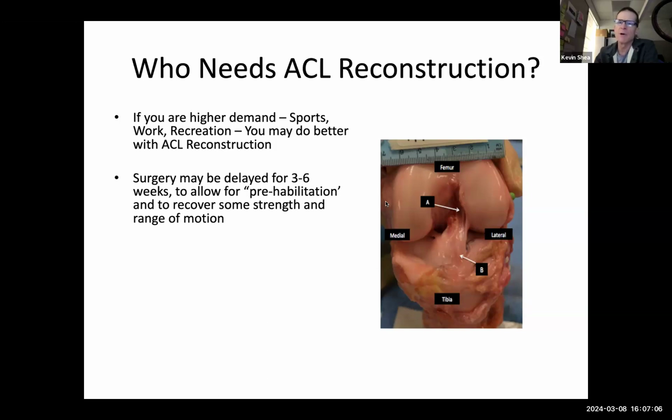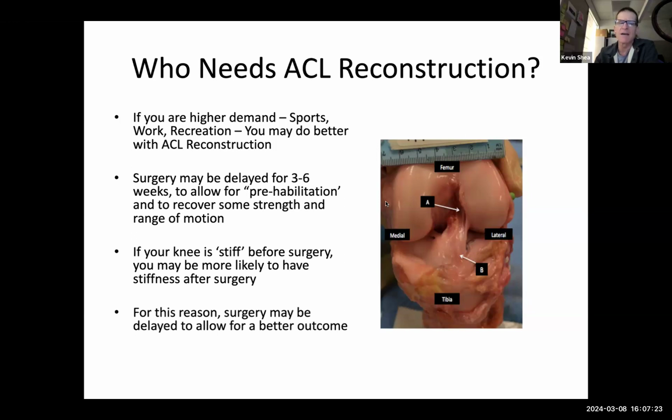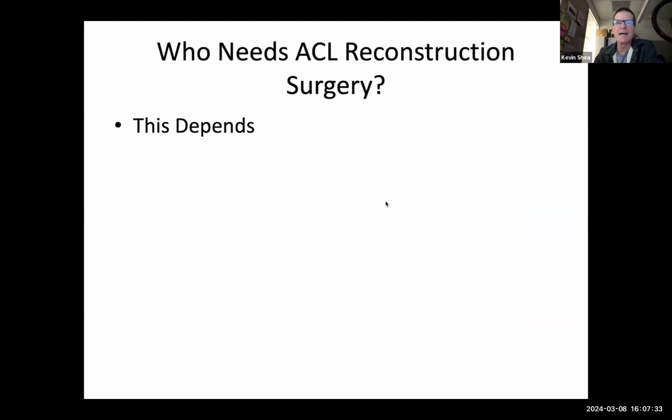Sometimes we don't do the surgery right away, though. We might wait 3, 6, sometimes 8 weeks to have what we call prehab, or time to recover strength and motion, because sometimes the knee is really swollen and stiff. We prefer to operate on a knee that's not stiff, because if you're stiff before surgery, you're more likely to have a problem with stiffness after surgery, and we make the job for the patient and the therapy team even harder. So sometimes we'll delay the surgery for a better outcome, sometimes as long as 2 or 3 months.